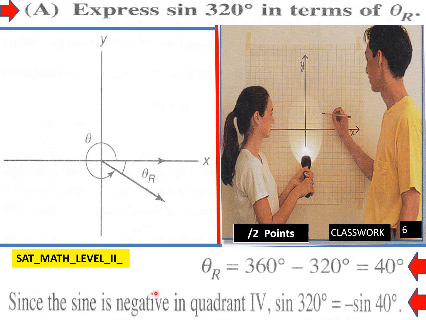Since the sign is negative in quadrant 4, so we have a negative y here, sine 320 degrees would equal negative sine 40 degrees is what that would be. The sine would be a negative 40.